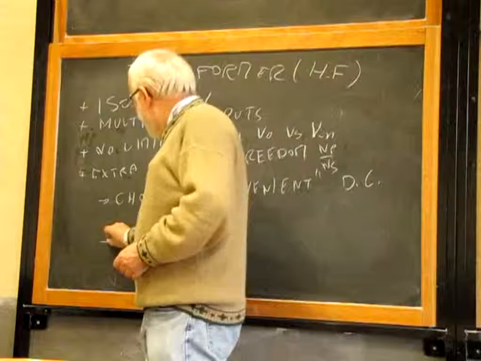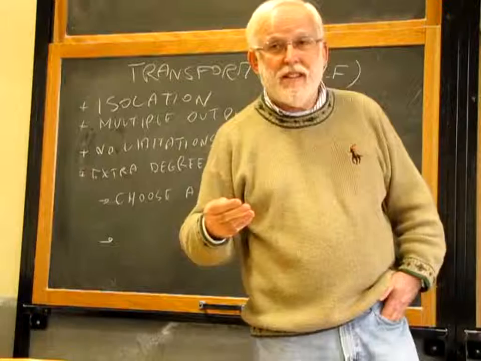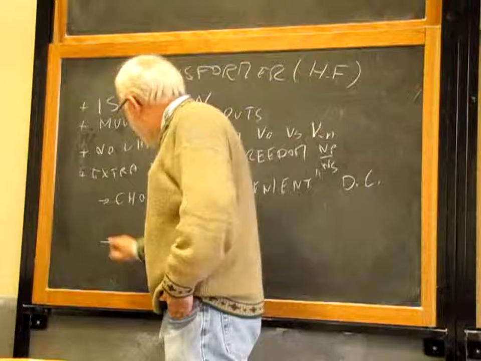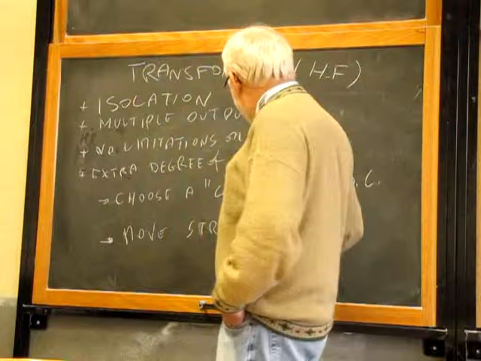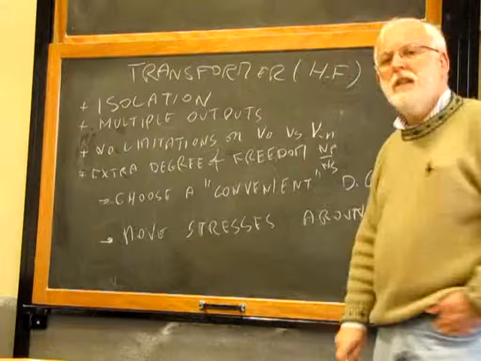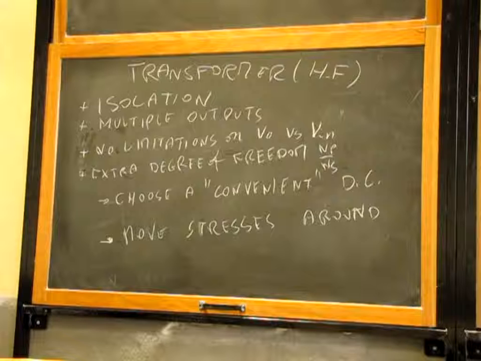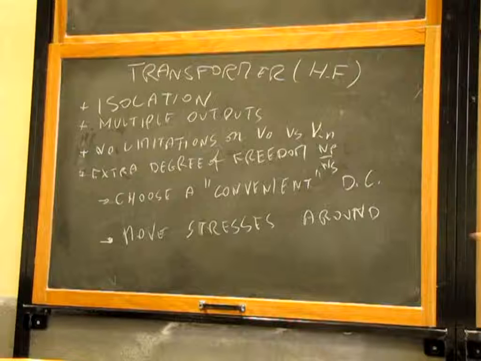given by this extra degree of freedom, the turn ratio that allows me the freedom to choose some properties, could be used to move stresses around. I move stresses around, it means that if I see that one component is too much stressed, for voltage or current, I can decrease the stress on that component, but unfortunately, I will increase stresses somewhere else. I don't eliminate the stresses. I just move them to another place.